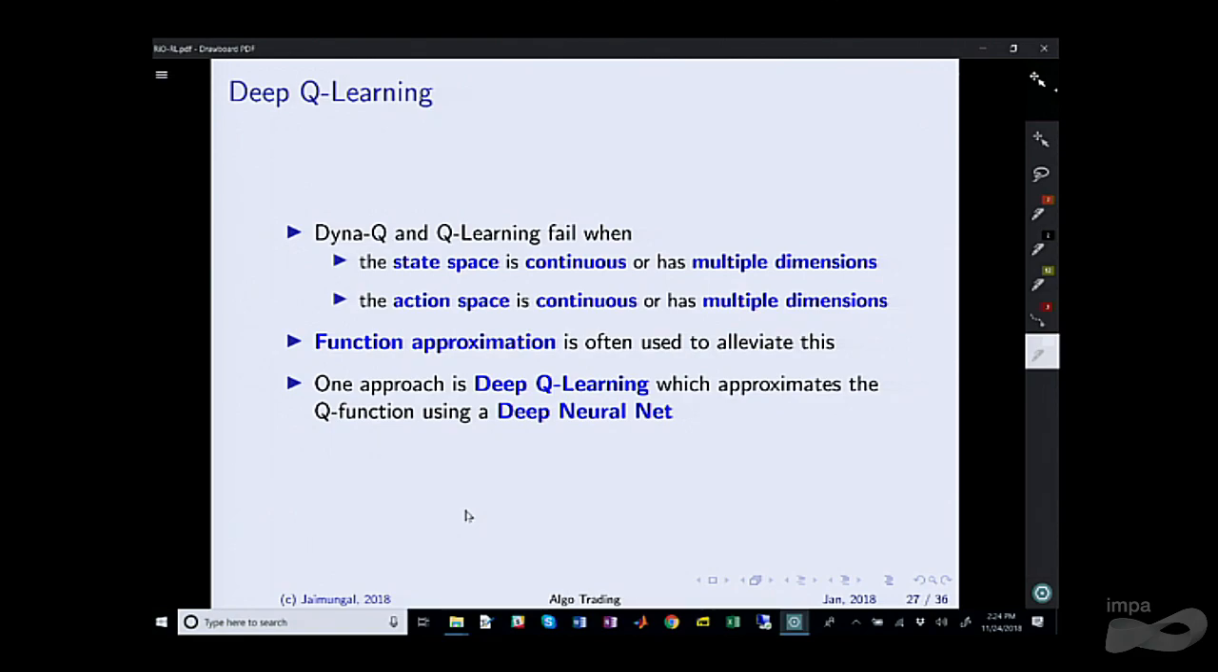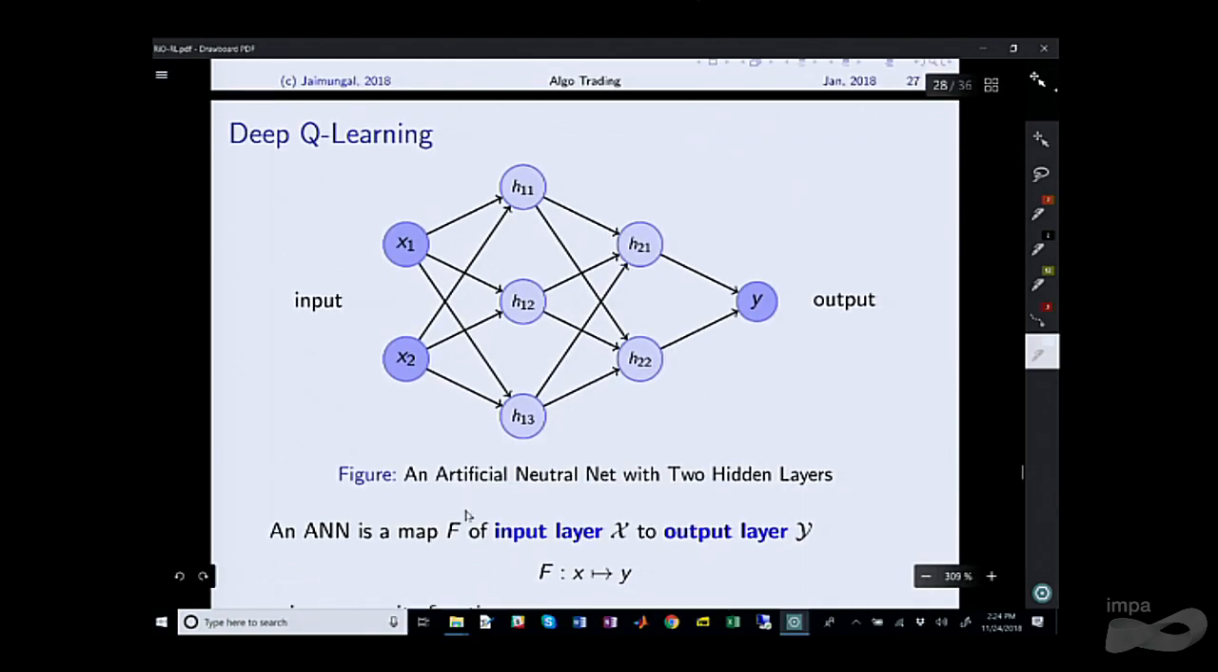So function approximations are sometimes used, and one really nice approach to using function approximations is to use deep neural nets, okay, and use deep learning techniques. So how are we going to do that? The Q function is going to be modeled as a deep neural net, and then we're going to do variations of Q learning with that.